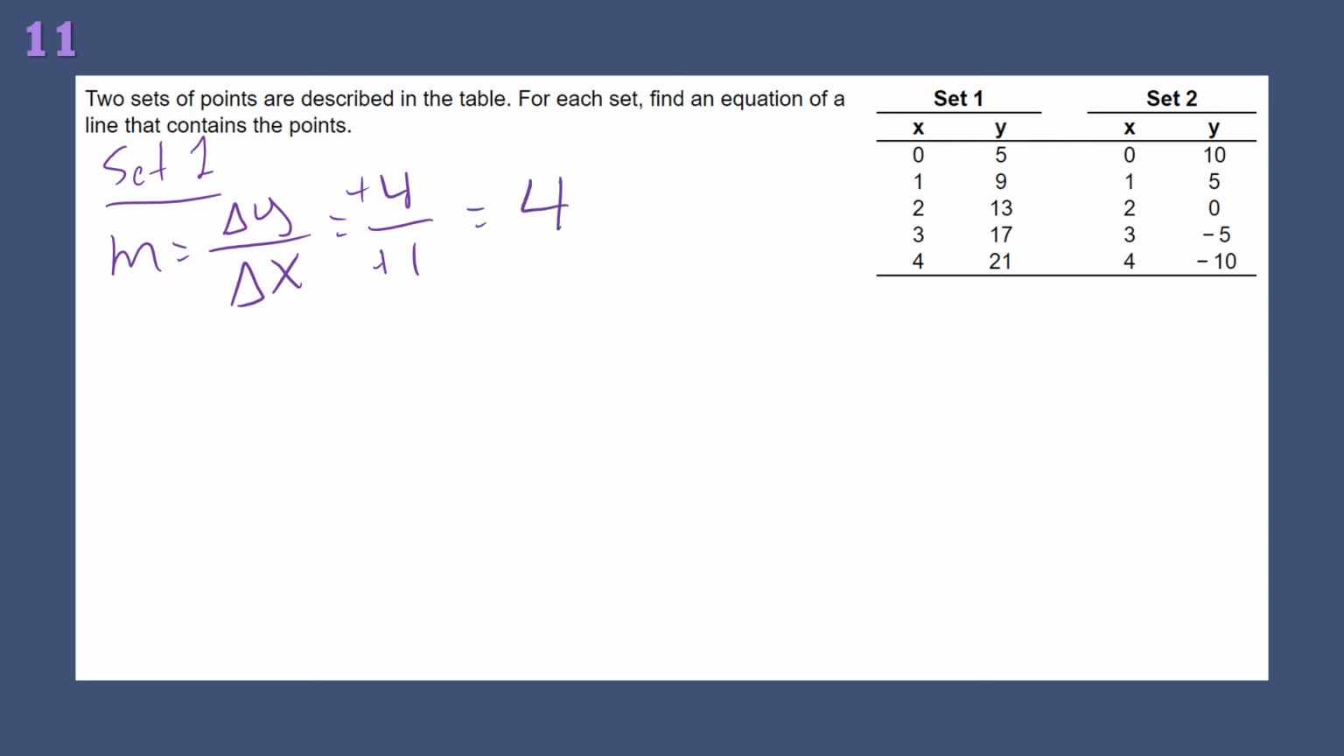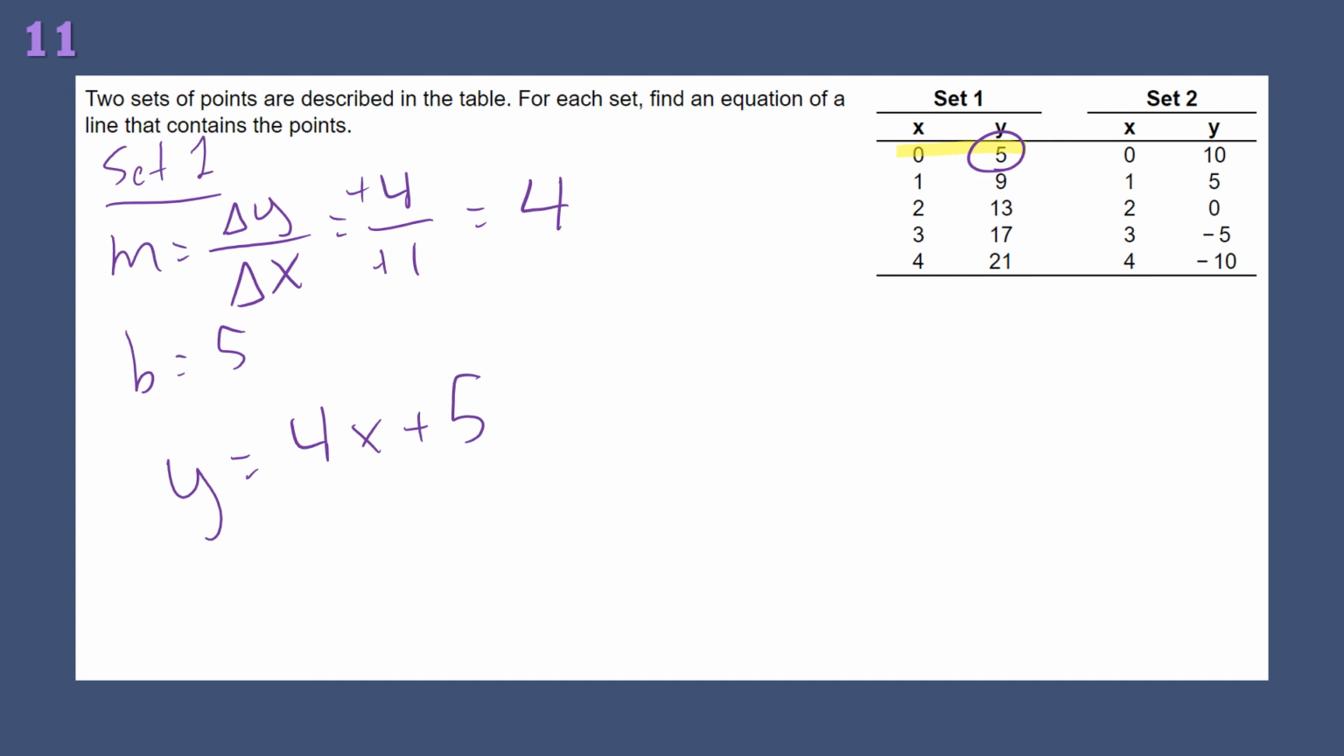The other thing we need, if we're finding an equation of a line, if we're going to put it in y equals mx plus b, we need the y-intercept. The y-intercept is when the x is 0. Now, I actually do know the y-intercept. The y-intercept, in this case, is 5. So for set 1, we get y equals 4x plus 5.